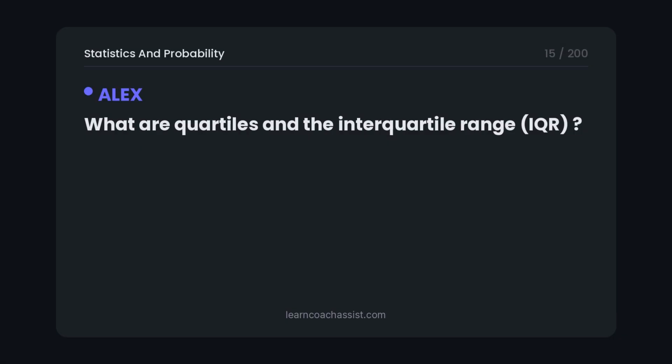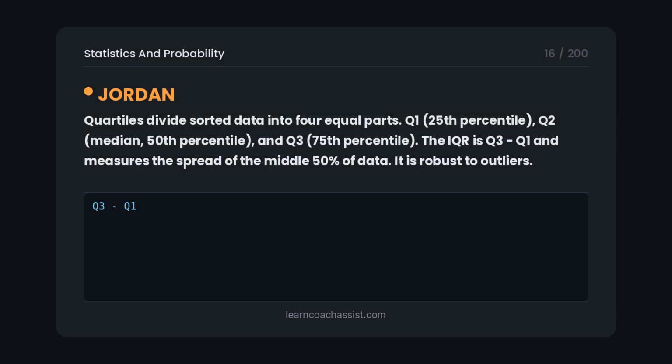What are quartiles and the interquartile range, IQR? Quartiles divide sorted data into 4 equal parts: Q1, the 25th percentile, Q2, the median, 50th percentile, and Q3, the 75th percentile. The IQR is Q3 − Q1 and measures the spread of the middle 50% of data. It is robust to outliers.